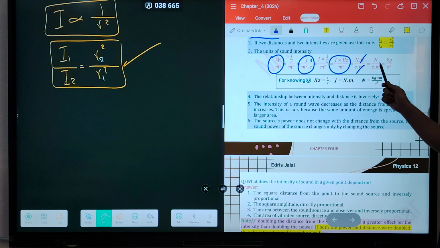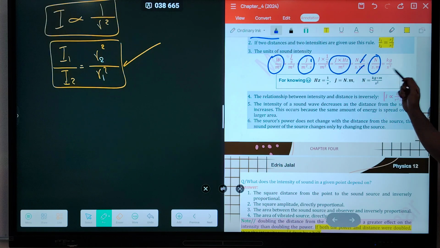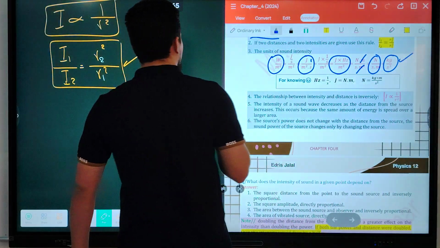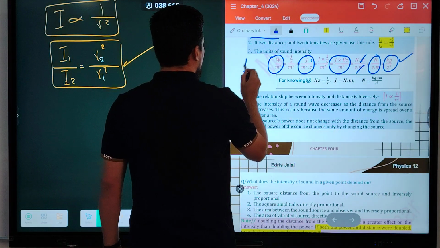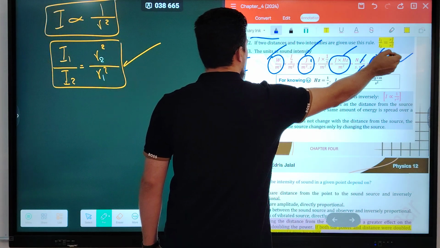Meter with meter cancel. What remains? Newton over second meter. And Newton also is equal to kilogram meter per second square. Meter with meter cancel, and second with second square becomes second cube, so kilogram over second cube is also an equivalent unit of intensity. If they bring it in the exam, which of the following is the equivalent unit of intensity? This one is correct, and also this one is correct, okay? Be careful.